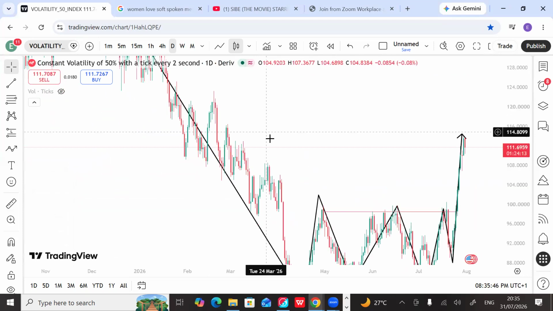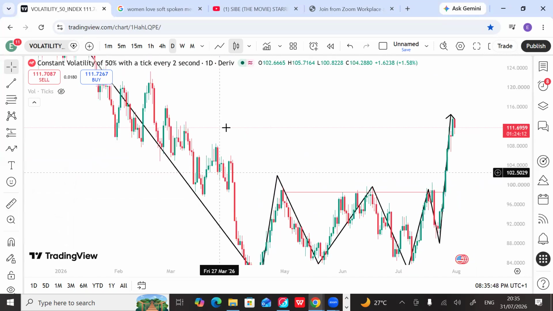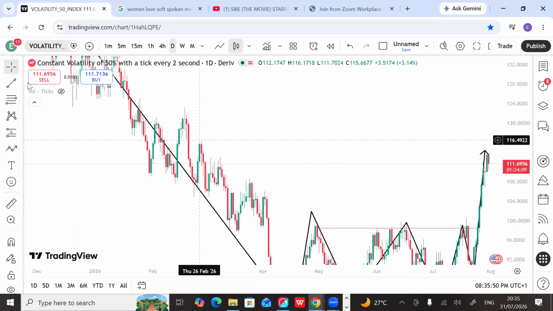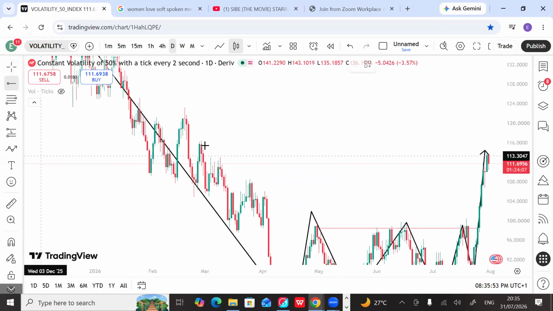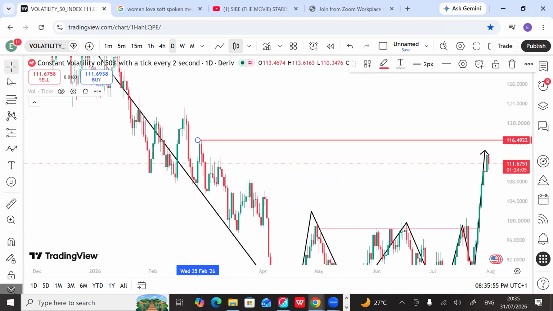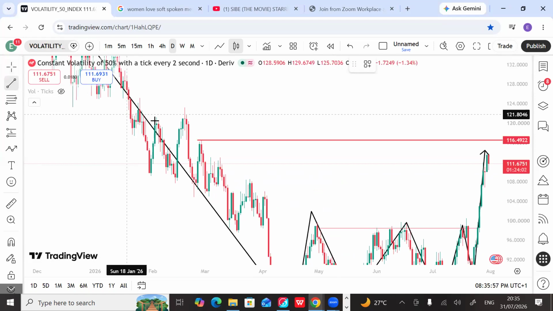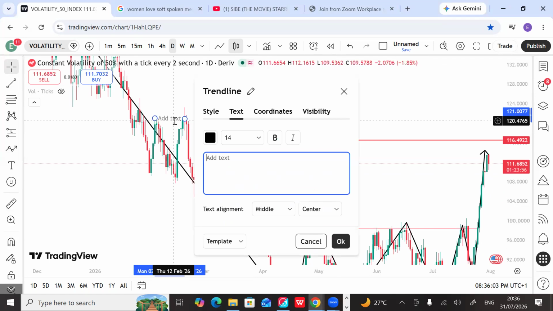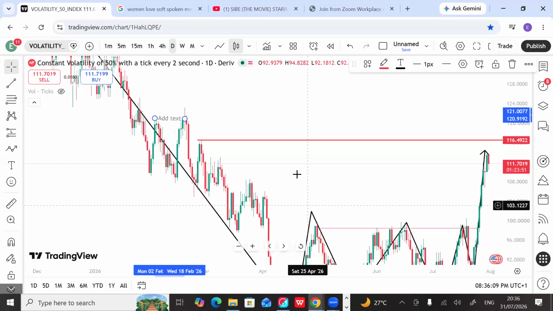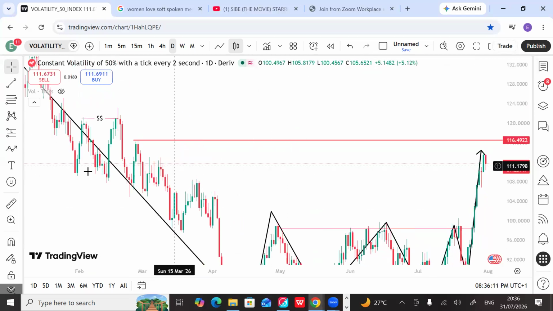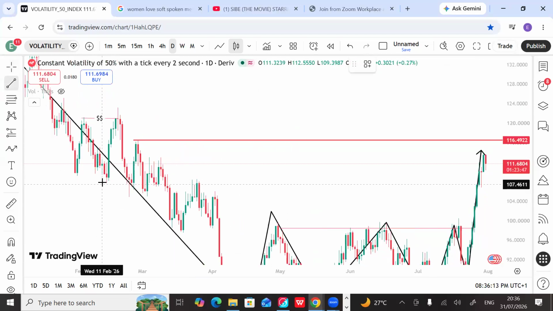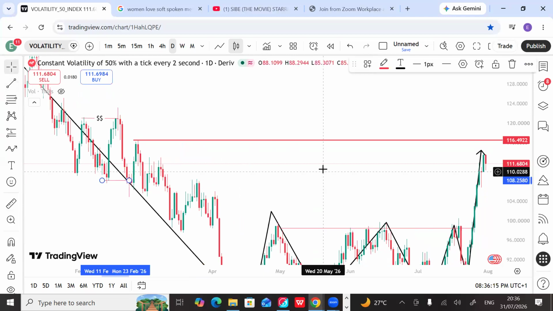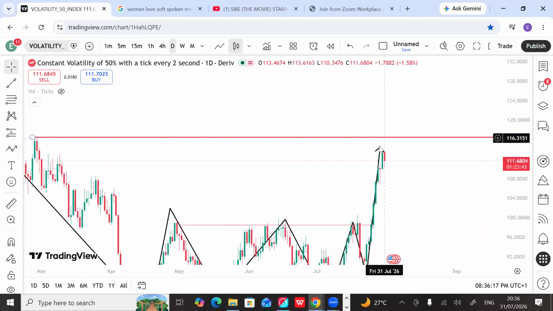My next drawn liquidity is going to be here, this swing high here. This is my next drawn liquidity because this was a sweep that led to a break of structure. So I'll just call this liquidity. This was my break of structure. So I'll still be buying into this zone.